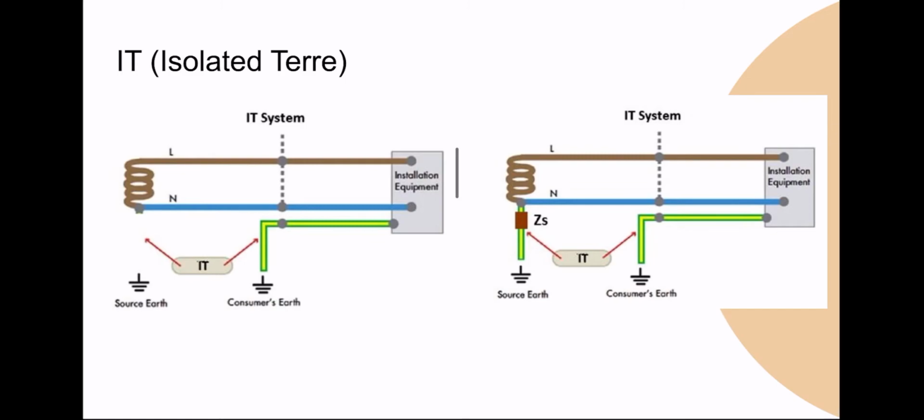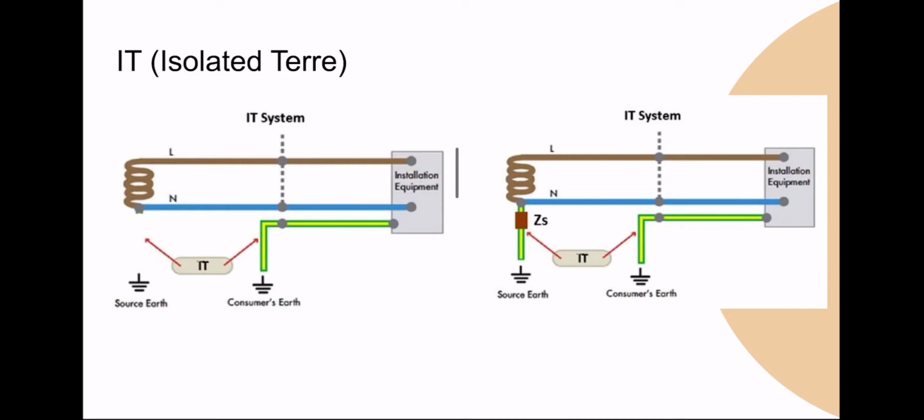IT, isolated terre. The first letter, we know that I, T, in the IT system, the neutral is isolated to the earth. The PE point is not connected to the neutral channel, but directly connected to the earthing.